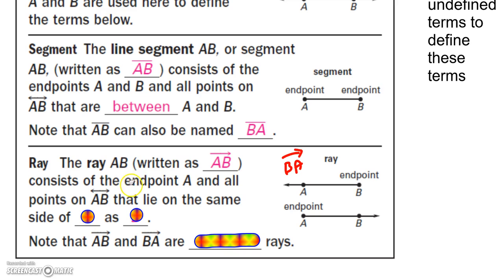Okay, so the ray AB, written as AB, consists of the endpoint A and all points on line AB that lie on the same side of A as B. All these points that lie on the same side of A as B does make up the ray AB. And note that ray AB and ray BA, like I said, are different rays. Okay, I'm going to stop there, and we'll pick up with the lesson where we left off.